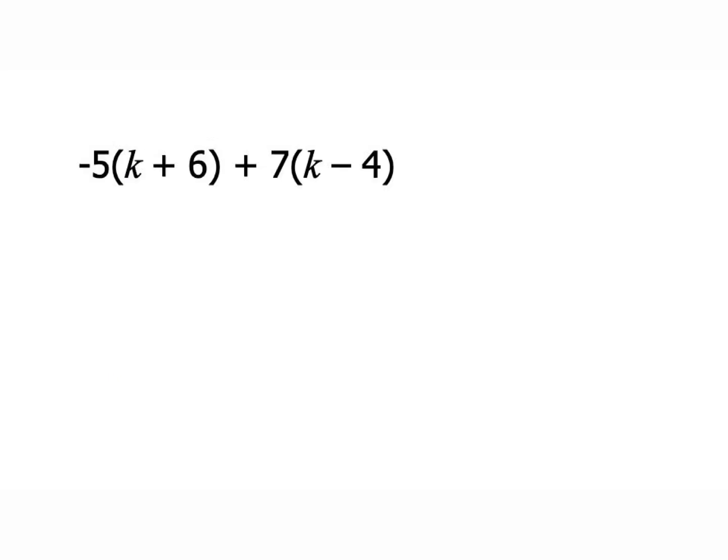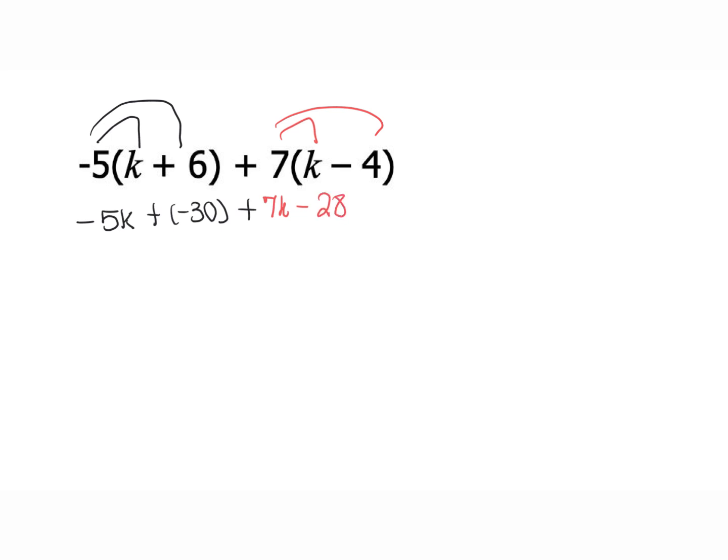Here we have negative 5 times k plus 6 plus 7 times k minus 4. So we're going to distribute the negative 5 to this parentheses. We have negative 5k, keep the plus sign, and then we have negative 30 in parentheses. We're going to have this plus. Now we're going to distribute this 7 to this parenthesis. So we have 7k minus, from this minus before, 28, 7 times 4.